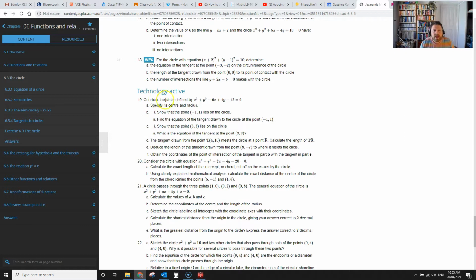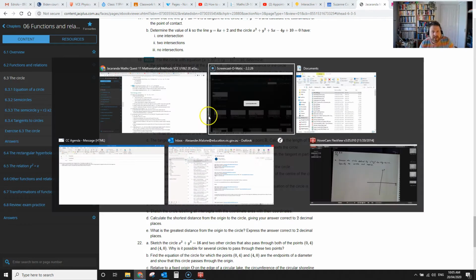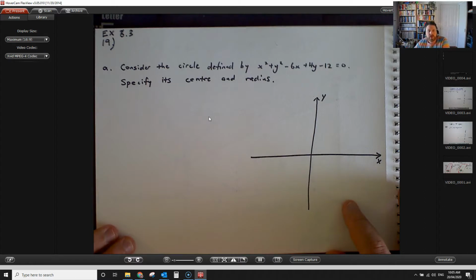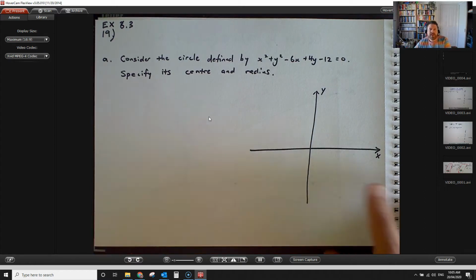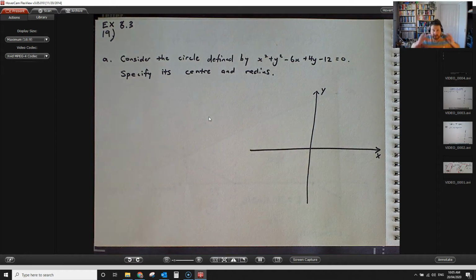Okay, so it asks us to consider the circle defined by x squared plus y squared minus 6x plus 4y minus 12 equals 0, and to specify its center and radius. Okay, so I'll just go to my hovercam. Okay, so here we go. Consider the circle x squared plus y squared minus 6x plus 4y minus 12.